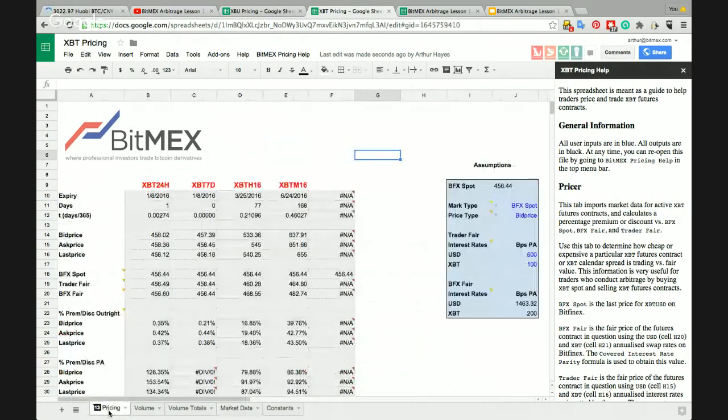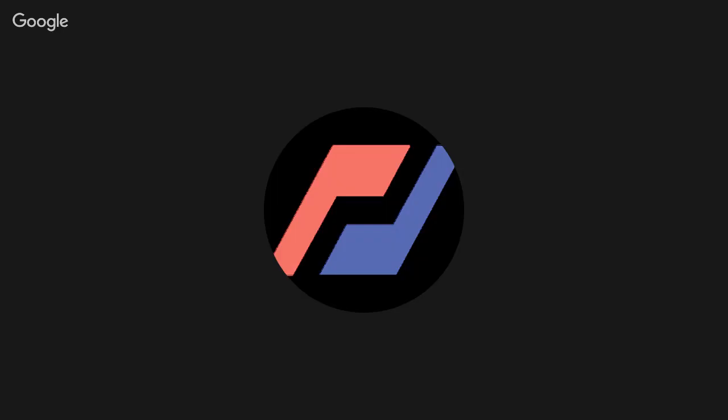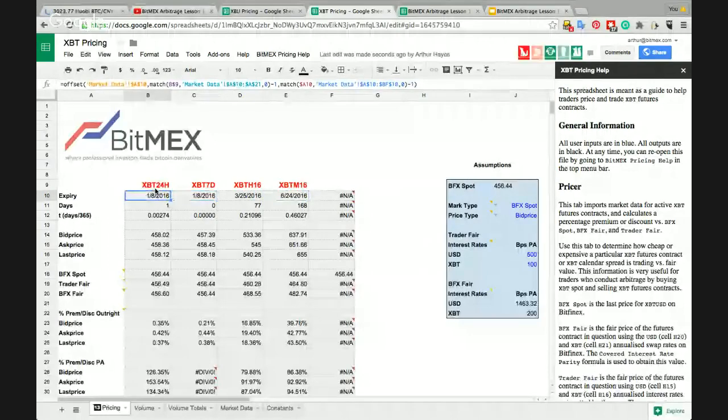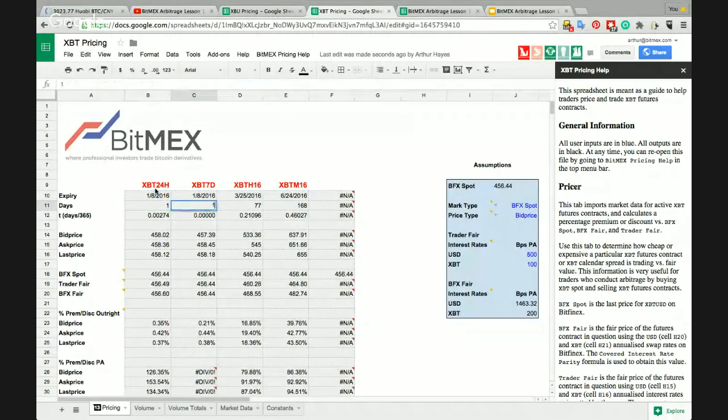Now up here, I've listed the four live BitMEX futures contracts that we have right now. We have our daily XBT 24H, our weekly XBT 7D, and we have a quarterly, our March, and our June. The first thing that you want to look at with any futures contract is when does it expire. So today is expiry for our daily and weekly contract. So there are 0 days to expiry, but we'll just put one in here for now just to make the math a little easier.